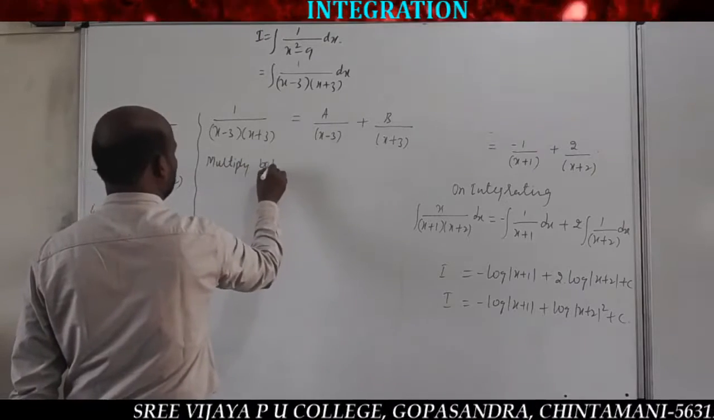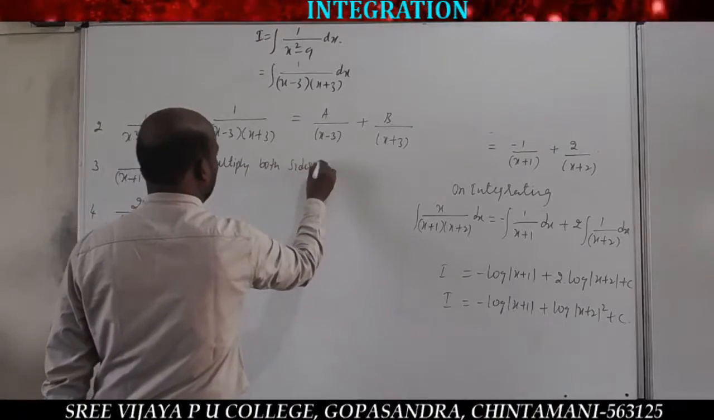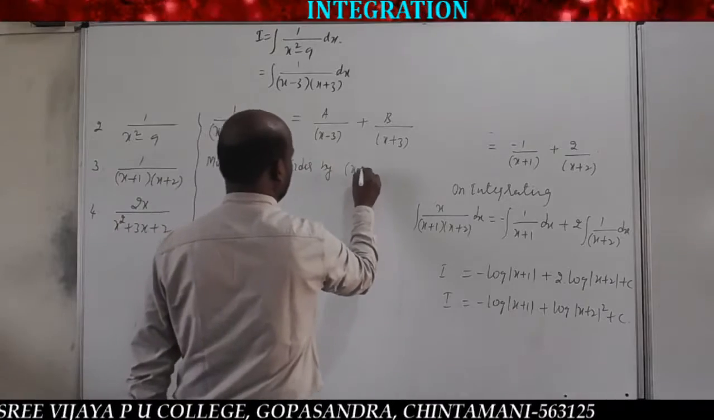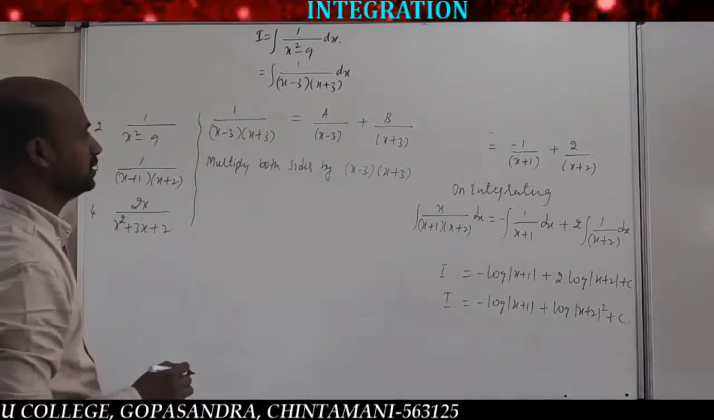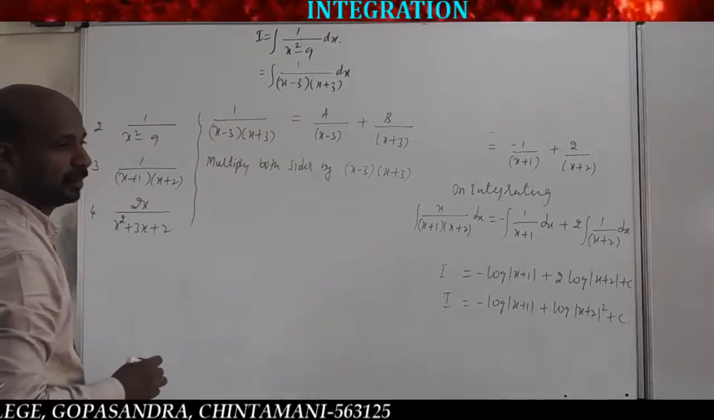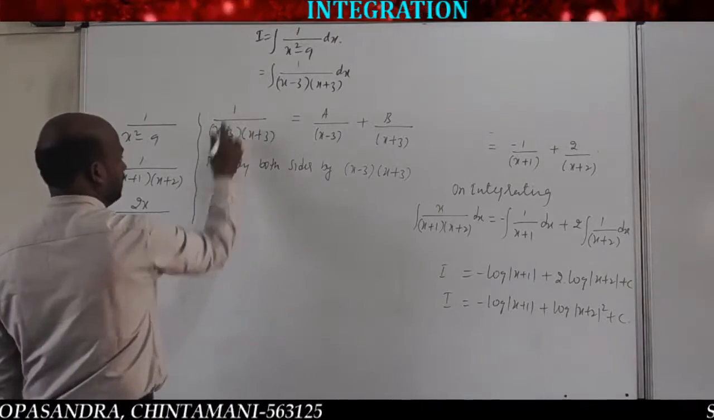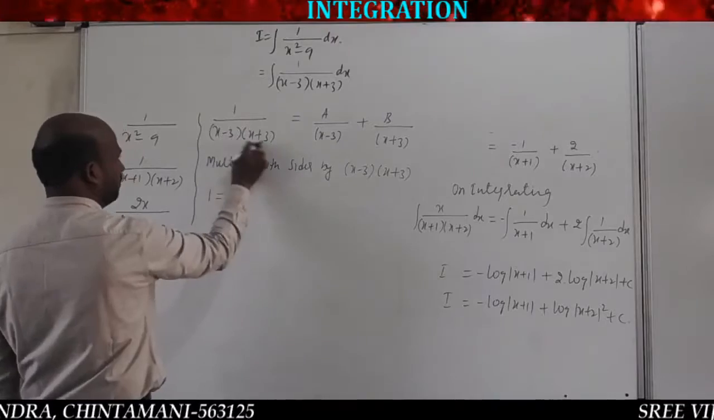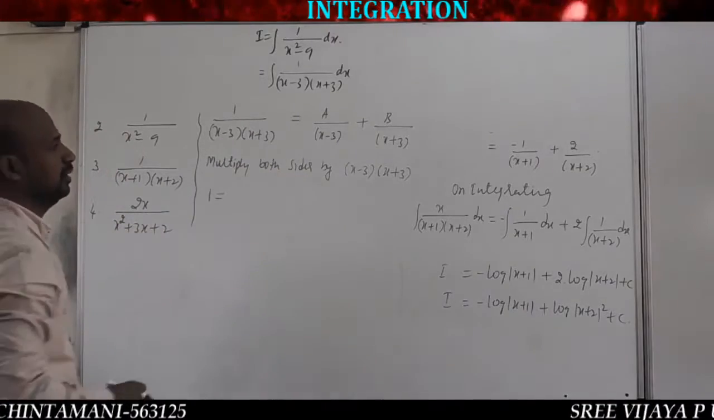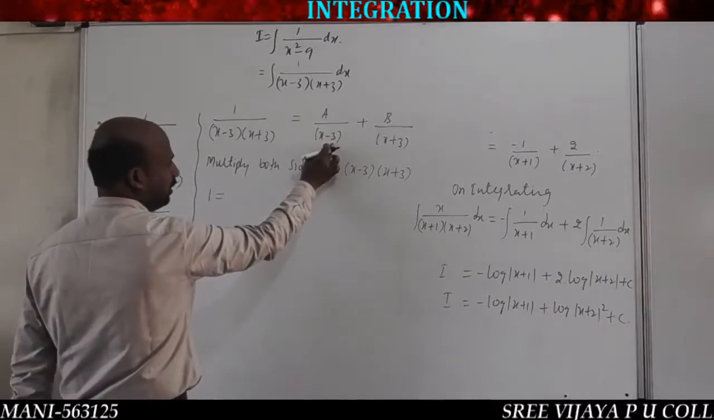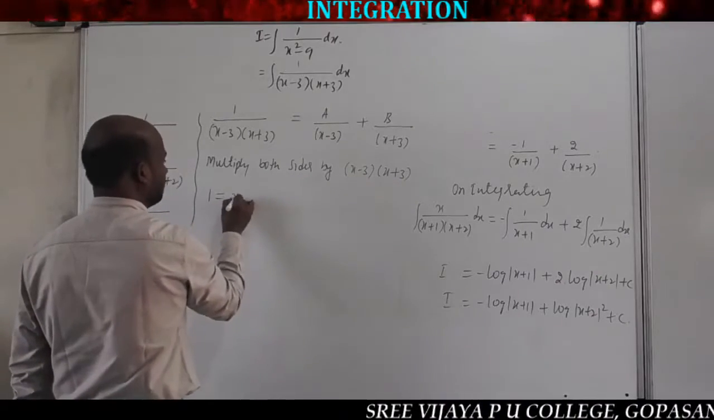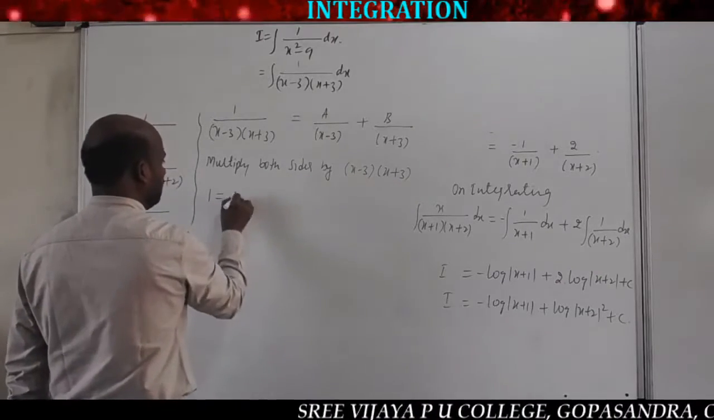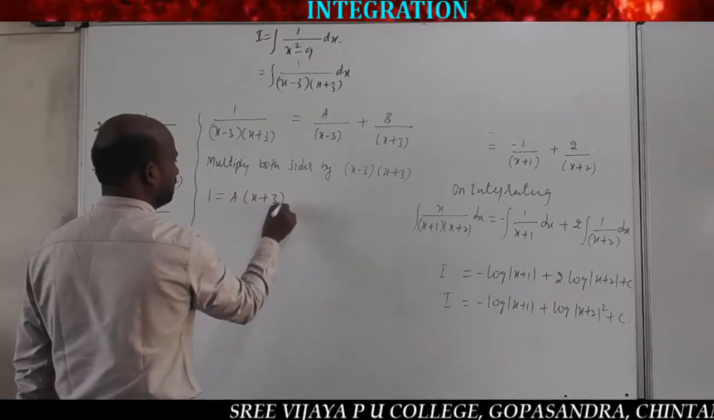Multiply both the sides by (x minus 3) into (x plus 3). So here it is only 1, both the terms get cancelled. And here, the first term multiplied, x minus 3 is eliminated, you will get x plus 3. So that is a into (x plus 3).